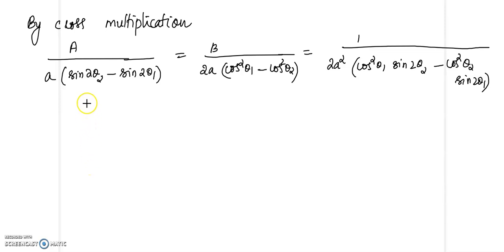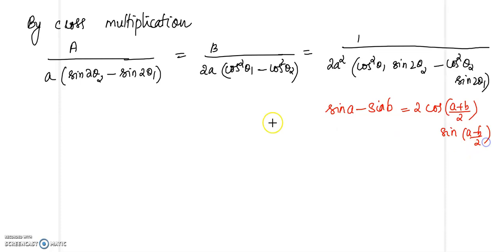So this is the equation we have obtained by cross multiplication. So let us simplify this equation. In the first term, we'll use this formula. So we have sine A minus sine B. Sine A minus sine B is 2 cos (A plus B)/2 into sine (A minus B)/2.